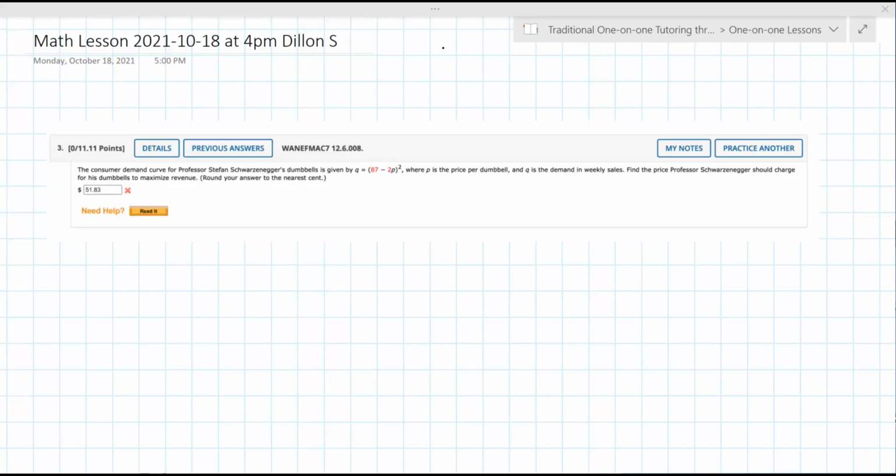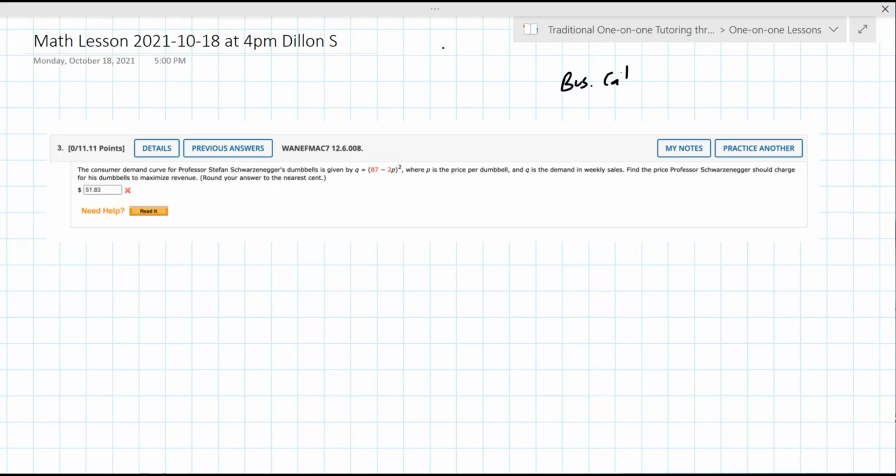So if you're seeing my screen, you're seeing question 3, and you're in some sort of business calculus class. Is that right? I am. Okay. So the consumer demand for some dumbbells is given by this equation, where P is the price and Q is the demand in weekly sales.